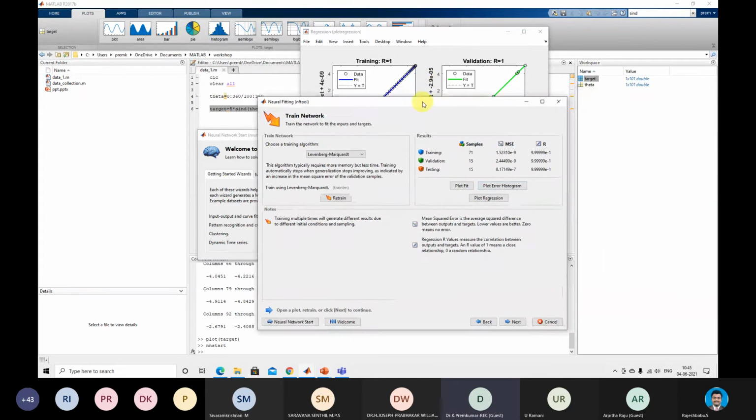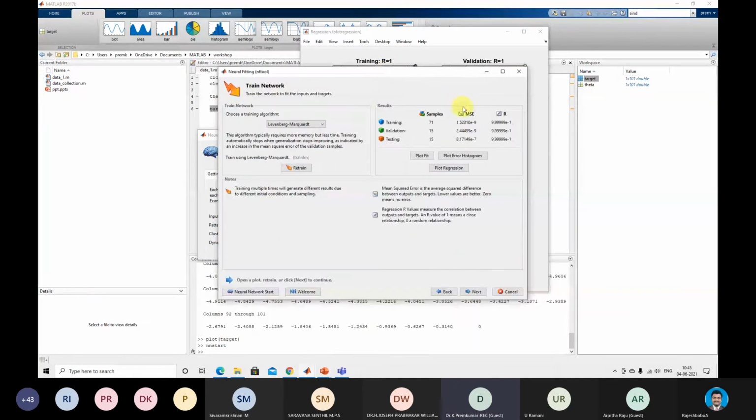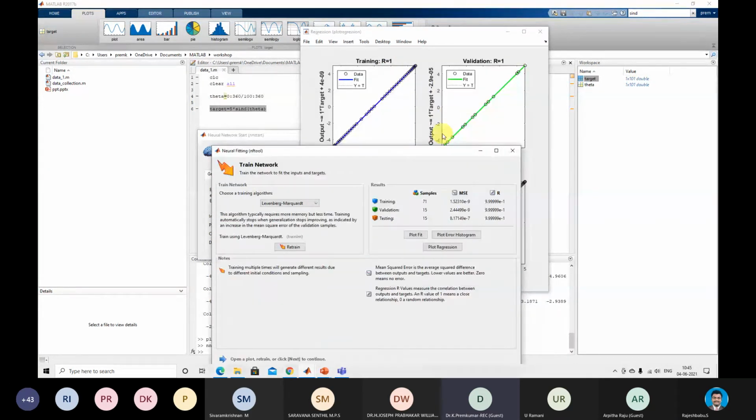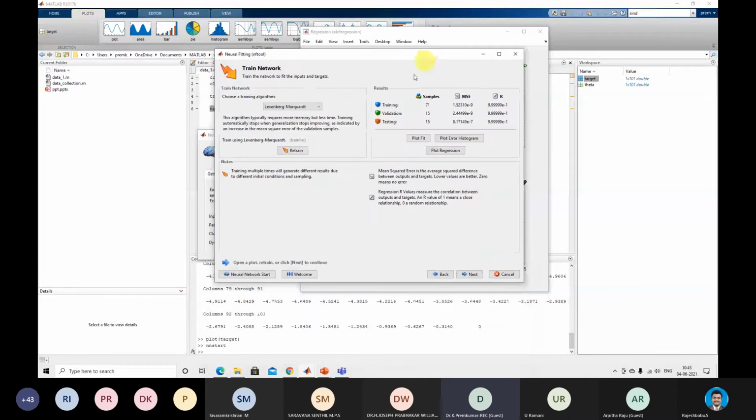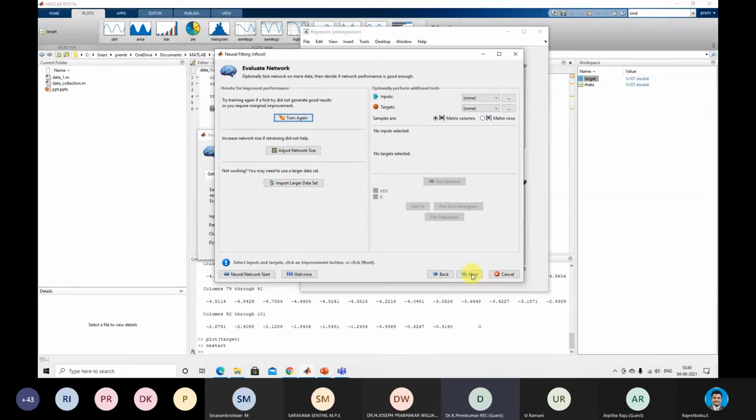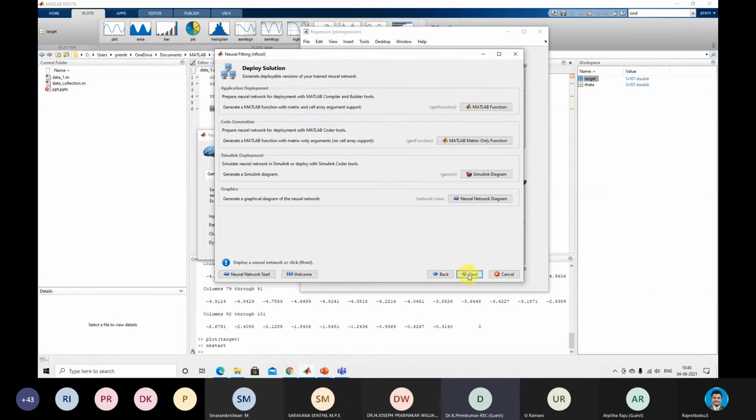Next process after seeing these details, the mean square error and the regression plot, you have to go to the next step. Here they ask whether you want to train again or not. When the mean square error is small and the R value is equal to 1, that means no problems, so you go for the next step. Next step, how we are going to use this neural network?